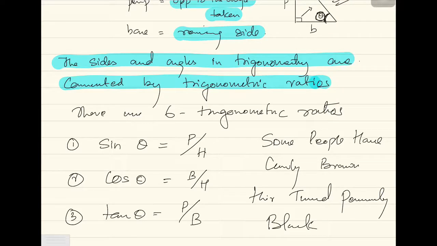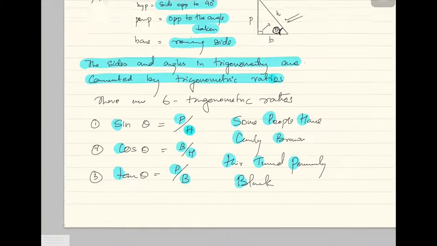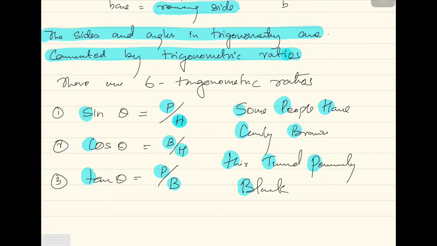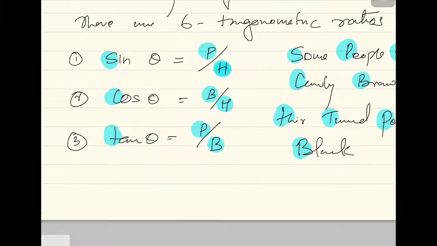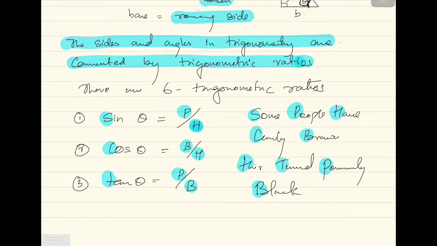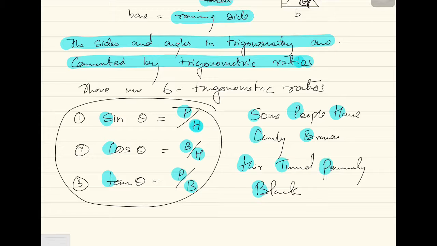So check this out. Some people have curly brown hair turned permanently black. Got it? So the starting letters of this statement will give you the formula for 3 trigonometric ratios. Please copy this. There are 6 trigonometric ratios. Now I have just written 3. What about the others? The others are just the opposite of them. So the other 3 trigonometric ratios are just the opposite of these ones.